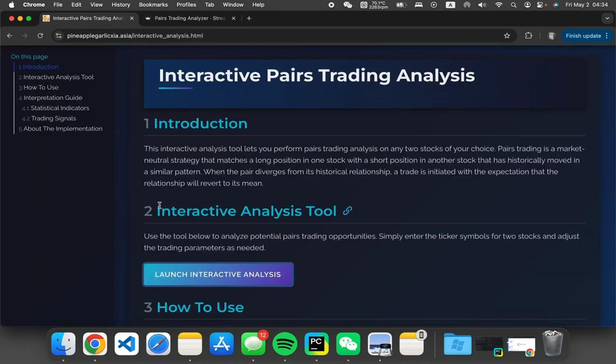Whether you are learning quantitative trading for the first time or refining an existing strategy, this website is designed to be both educational and hands-on. We encourage you to dive in, try out your ideas, and see what insights you can uncover.